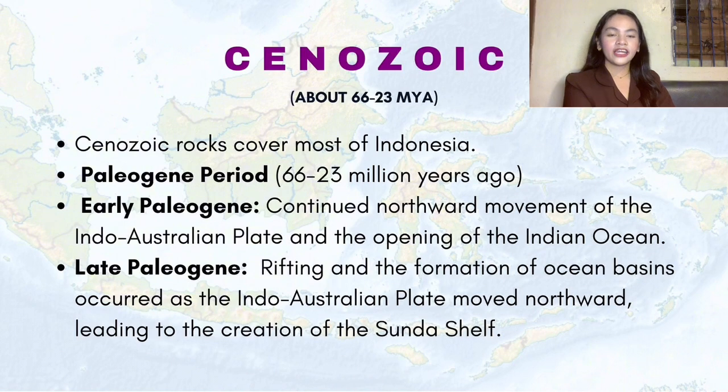Indonesia. They were deposited in sedimentary basins in and around Sundaland. There are products of volcanic activity at subduction margins, and there are ophiolites, arc rocks, and Australian continental crust added during collision. Continued northward movement of the Indo-Australian plate and the opening of the Indian Ocean occurred during the early Paleogene. On the other hand, the rifting and the formation of ocean basins occurred as the Indo-Australian plate moved northward, leading to the creation of the Sunda Shelf during the late Paleogene.